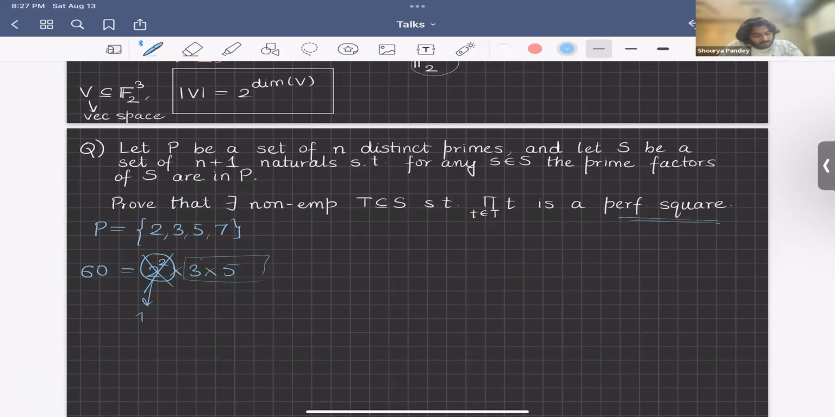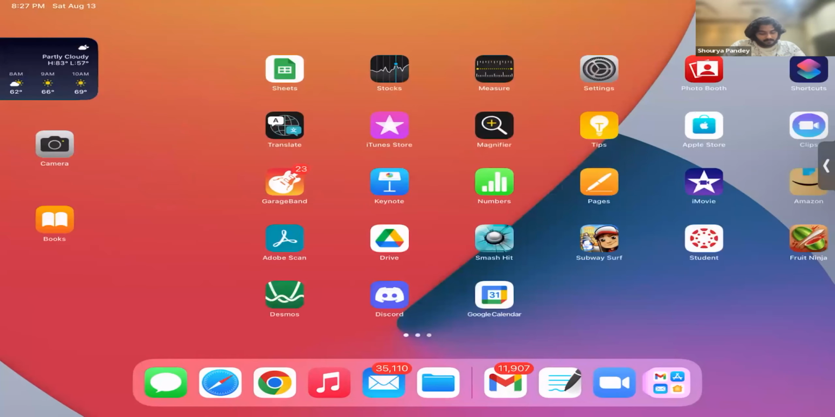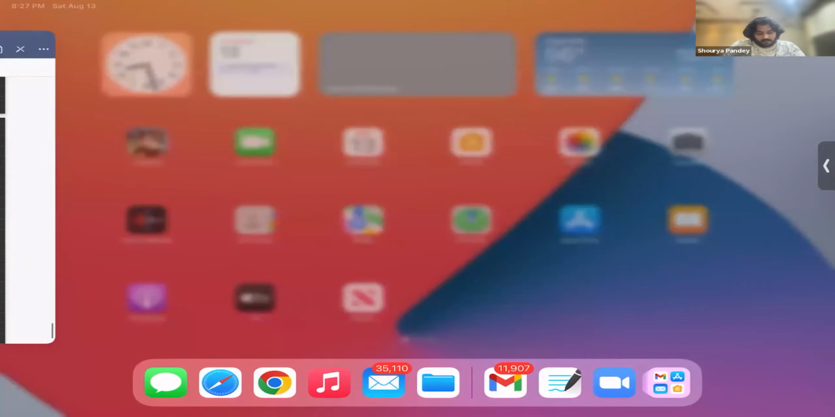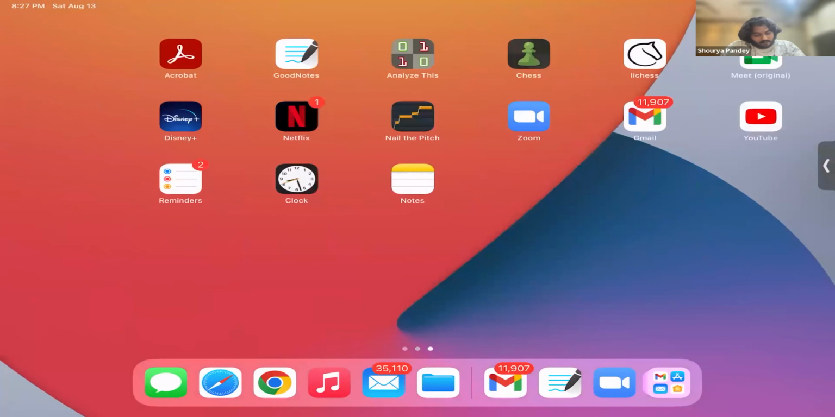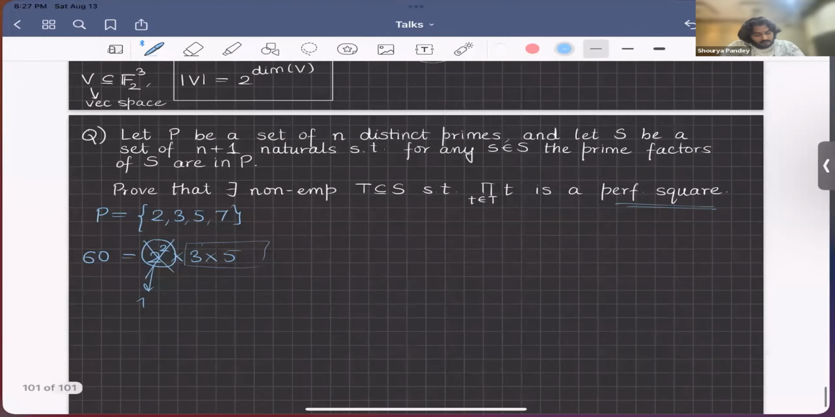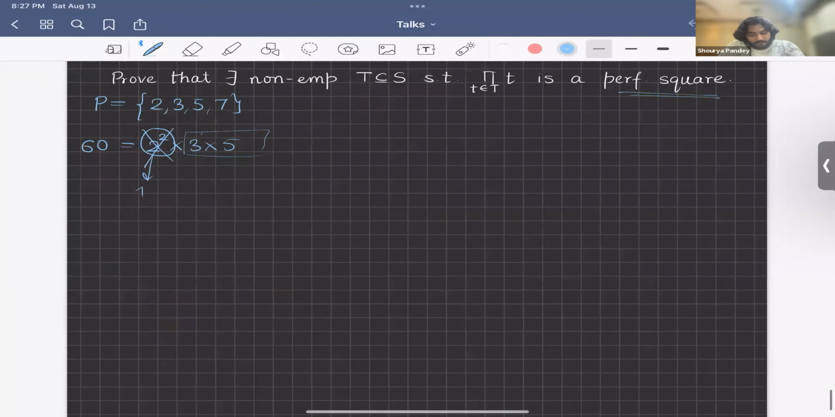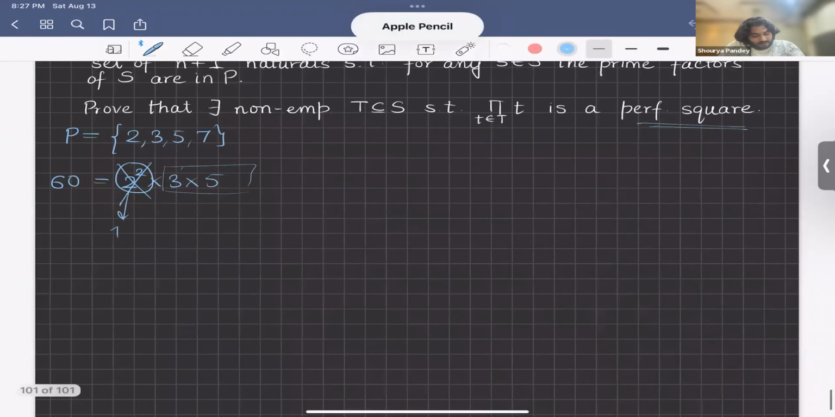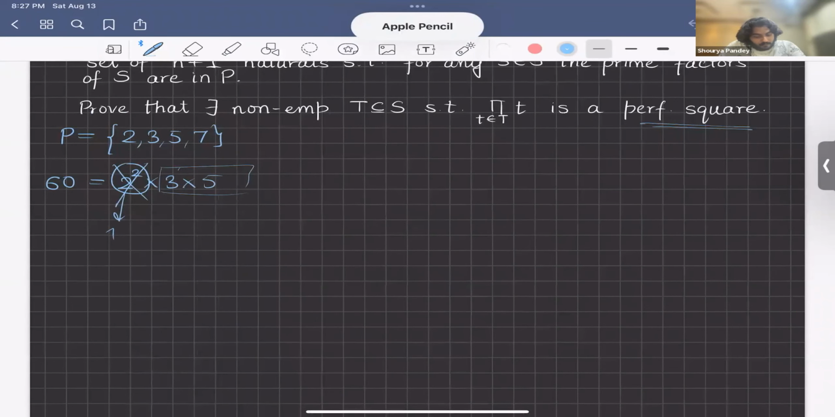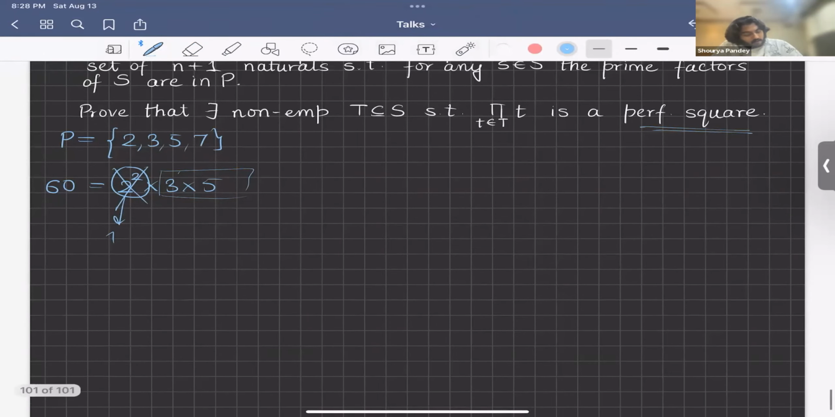Why is this not working? Okay, wait, fine. Give me a minute. I think it just disconnected.